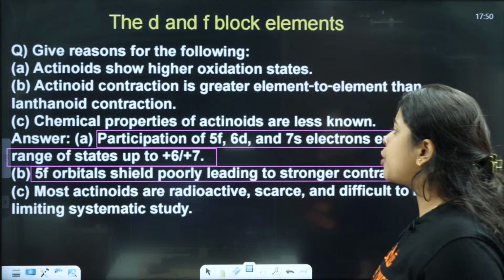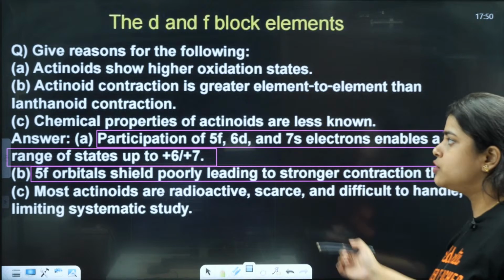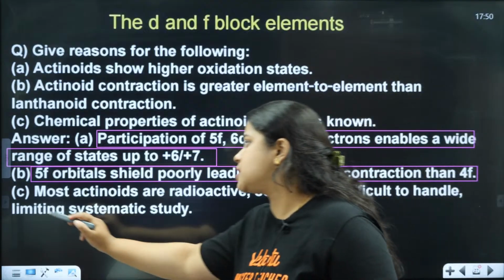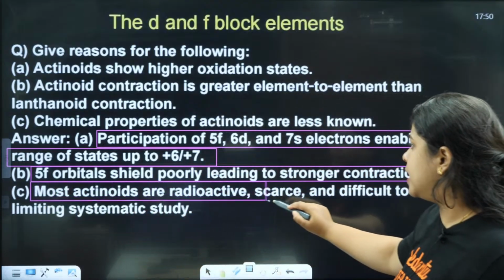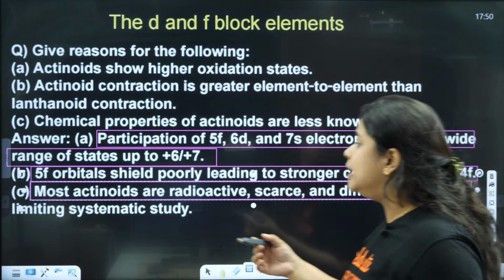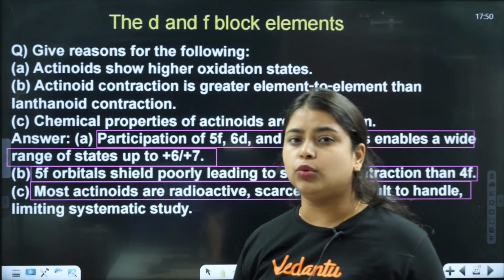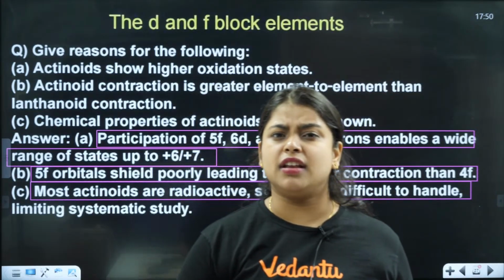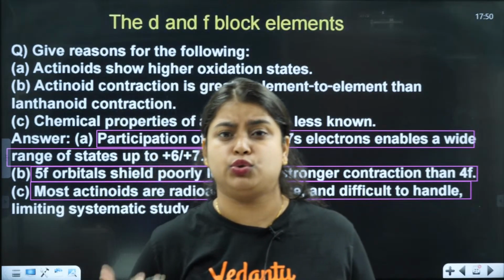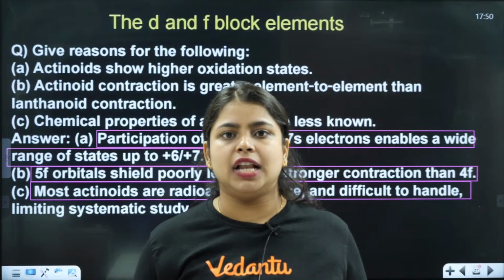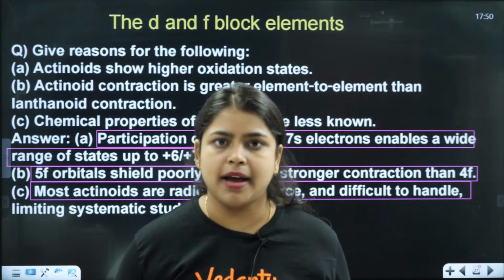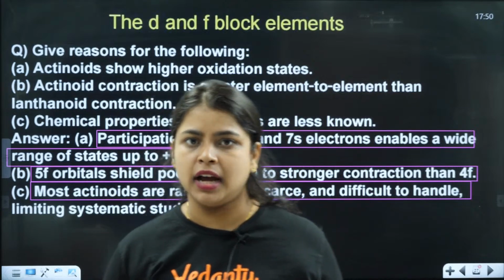Last one: chemical properties of the actinoids are less known. Why? Most actinoids are radioactive, scarce and difficult to handle, limiting chemical study. Being radioactive, they are difficult to store and use, so they are used less, and reactions with them are studied less, because we are not using those elements in different things. Clear?